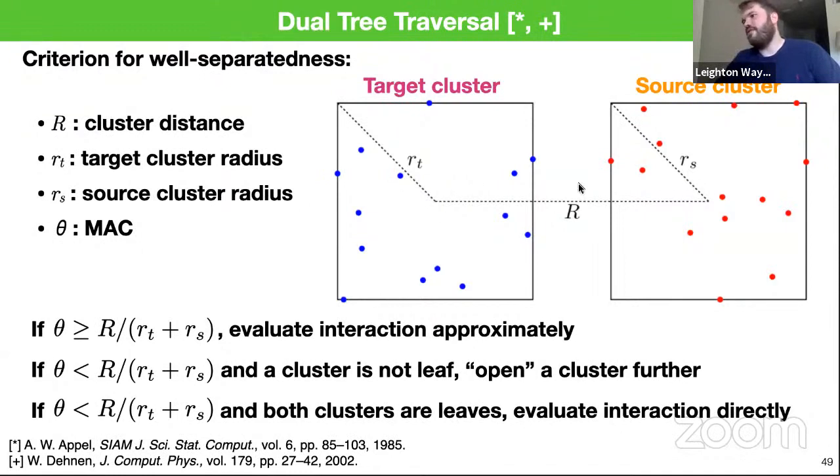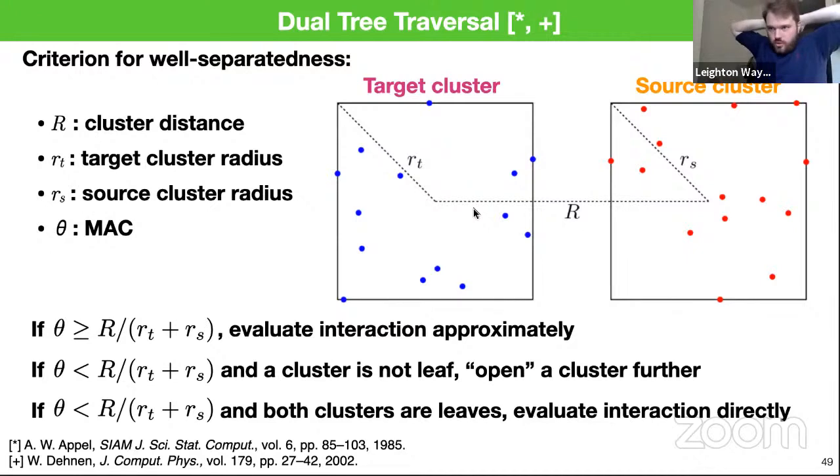We still have this cluster distance R here. We have a target cluster radius and a source cluster radius and some opening criterion. So, the idea we played with here is, well, when we want to evaluate this interaction approximately, it just means these are far enough apart. If these are too close, then we have to open one of the clusters further, and one of them is not a leaf. If both clusters are leaves, then we have to evaluate the interaction directly.